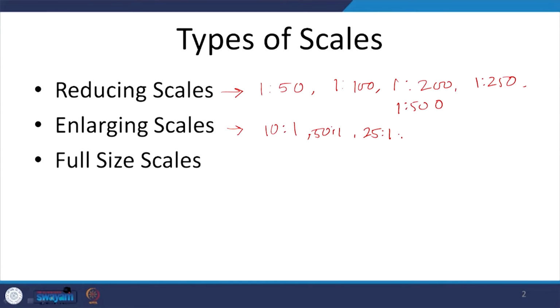Now, how do you decide what is the scale to be followed? Usually there are some standard scales. The ones that I have written are usually the common ones used, they are the standard ones.